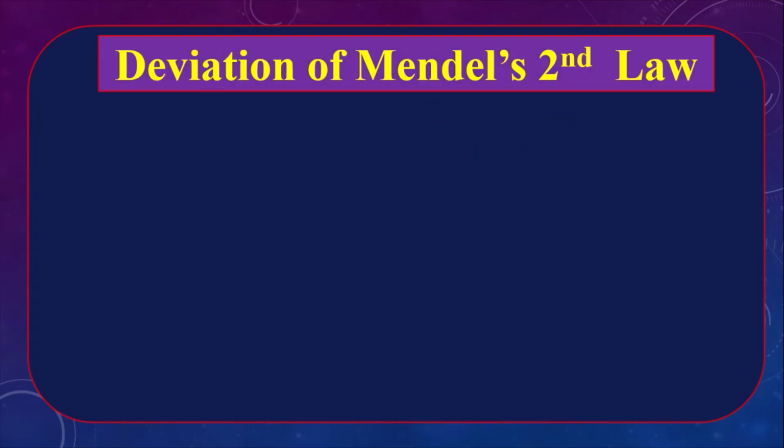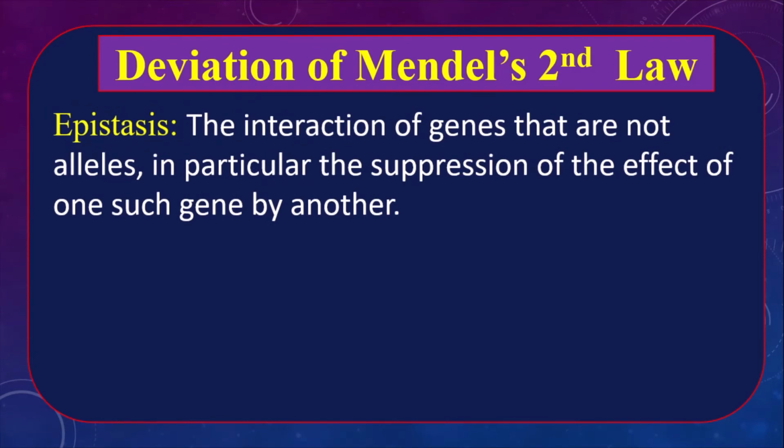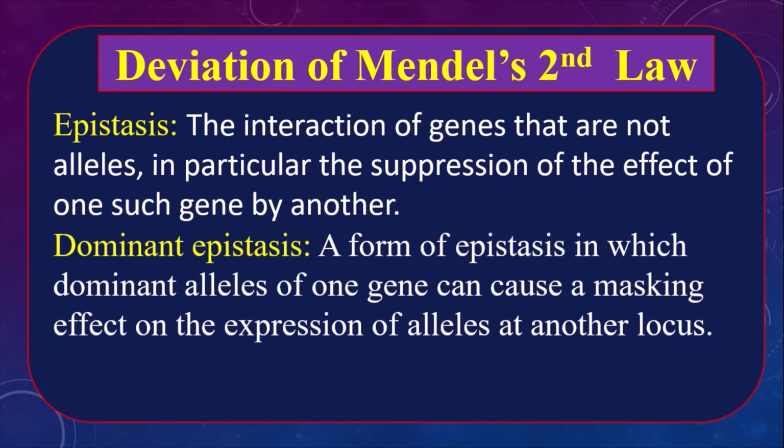Dear students, let's see another deviation of Mendel's second law. Epistasis. What is epistasis? The interaction of genes that are not alleles, in particular the suppression of the effect of one such gene by another, is called epistasis. Dominant epistasis is a form of epistasis in which dominant alleles of one gene can cause a masking effect on the expression of alleles at another locus.